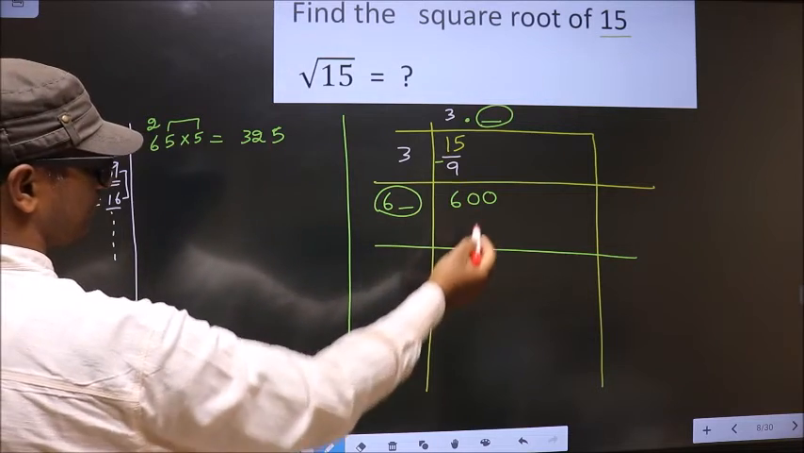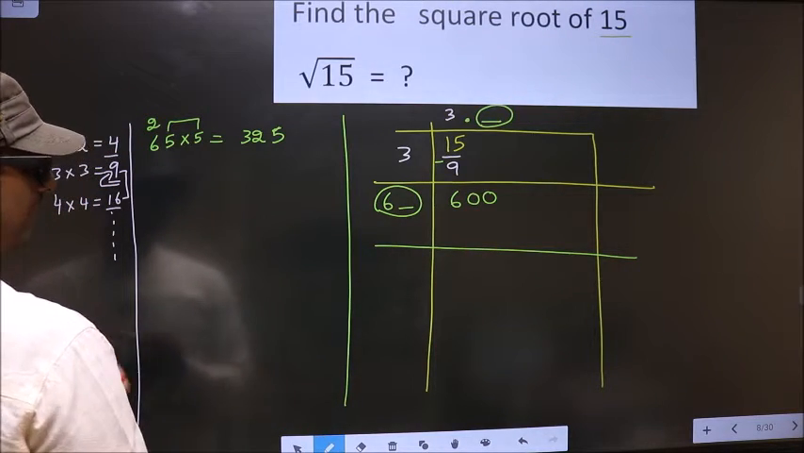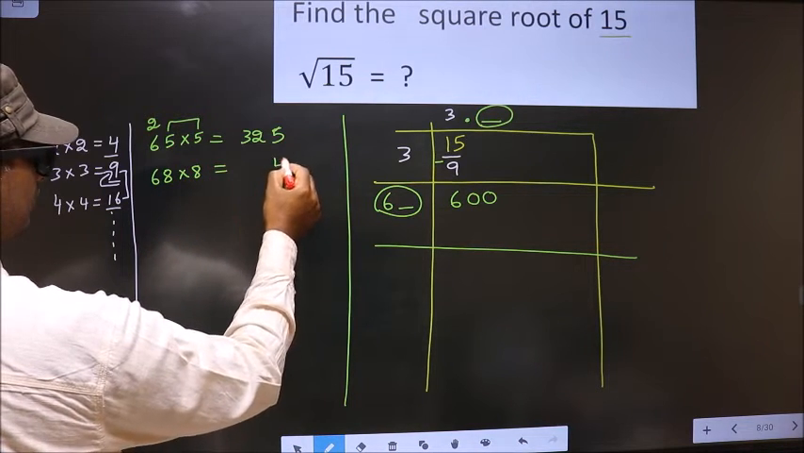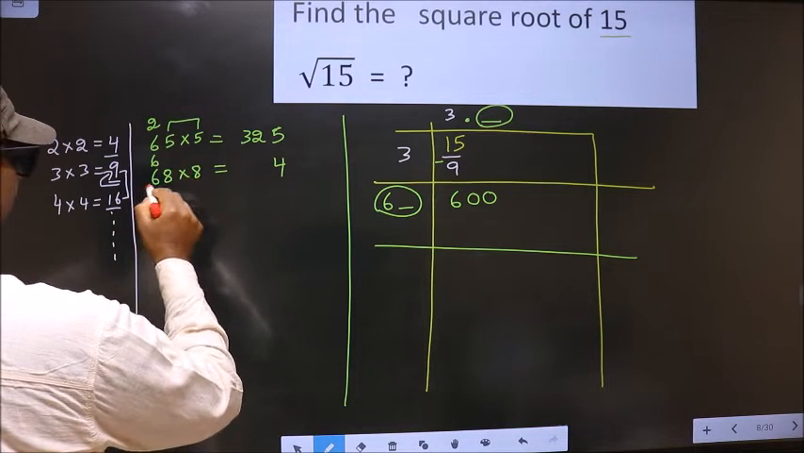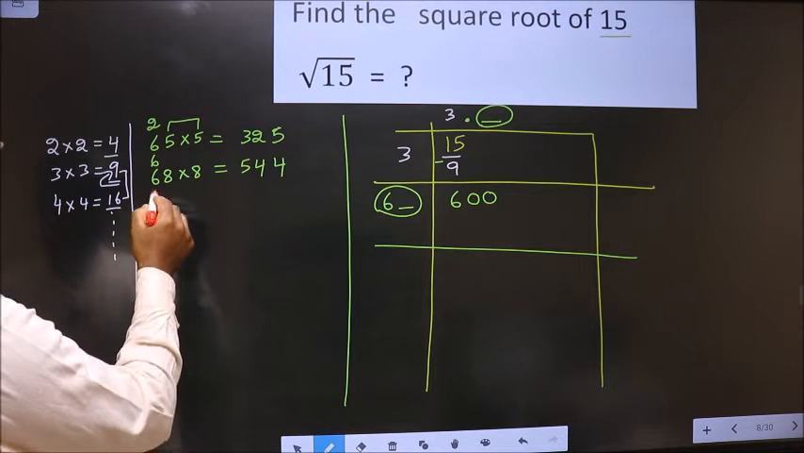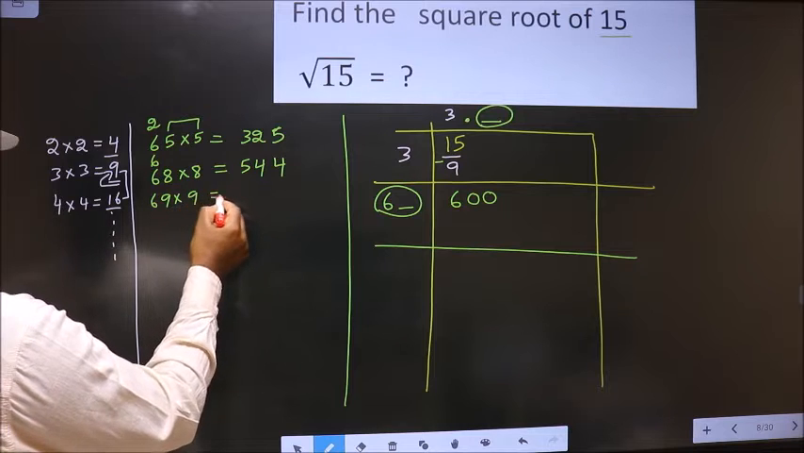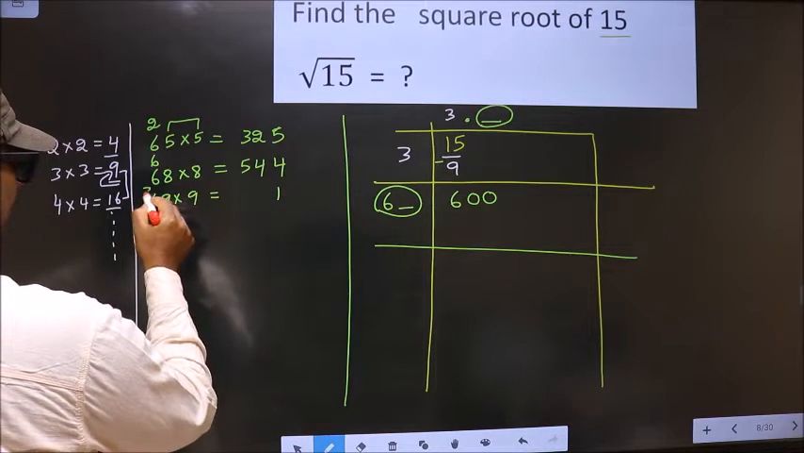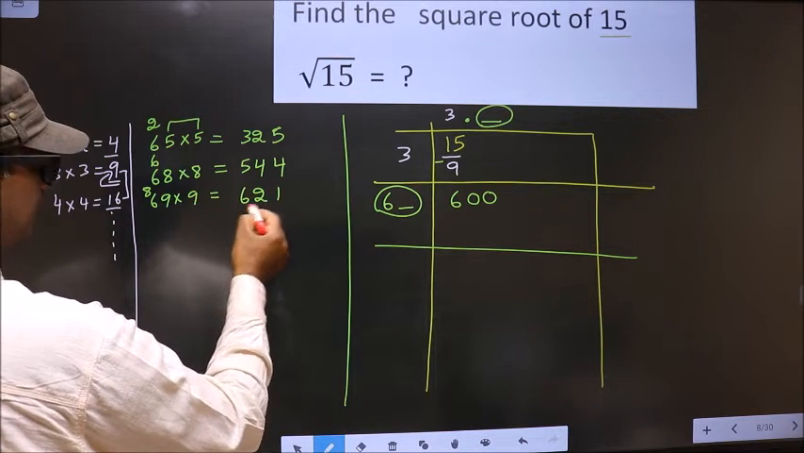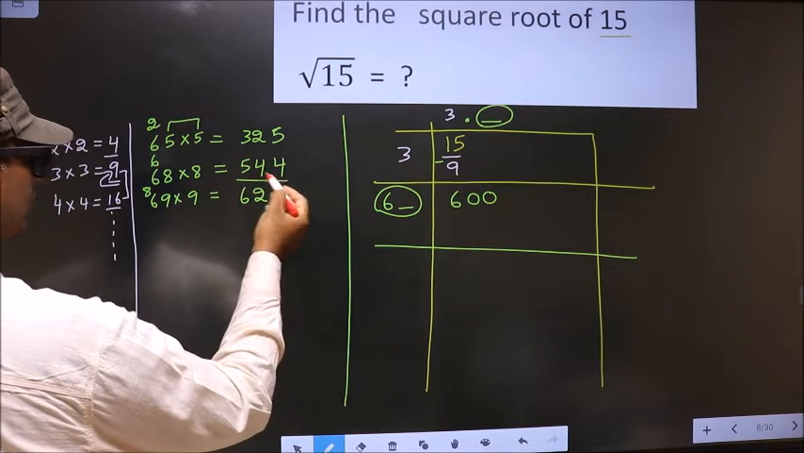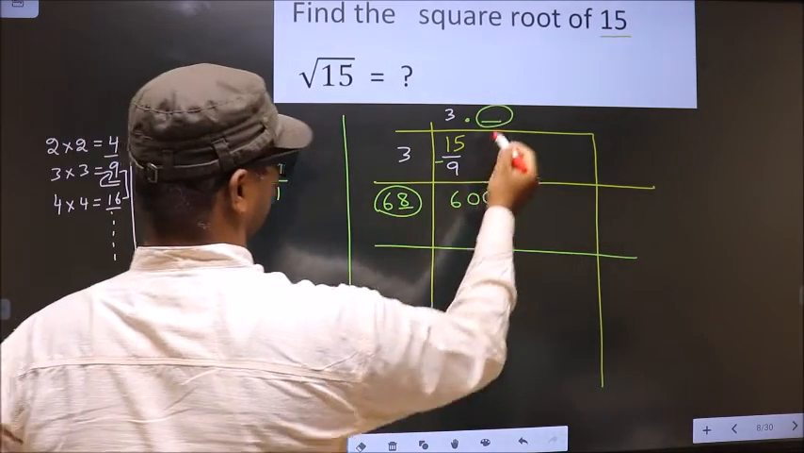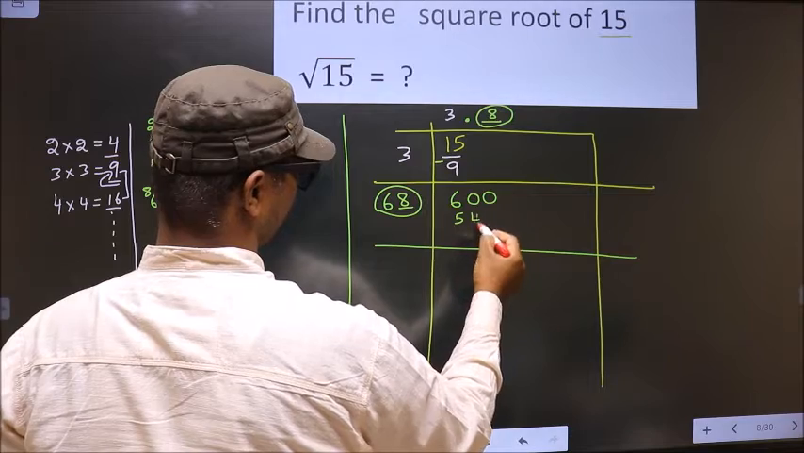So this is far from 600. So what if we take 8? 68 into 8. 8 into 8, 64. 8 into 6, 48 plus 6, 54. So we got 544. What if we take 9? 9 into 9, 81. 9 into 6, 54 plus 8, 62. So this is exceeding 600, so we take 544. This is for the number 8. So you take 8 here, 544 here.